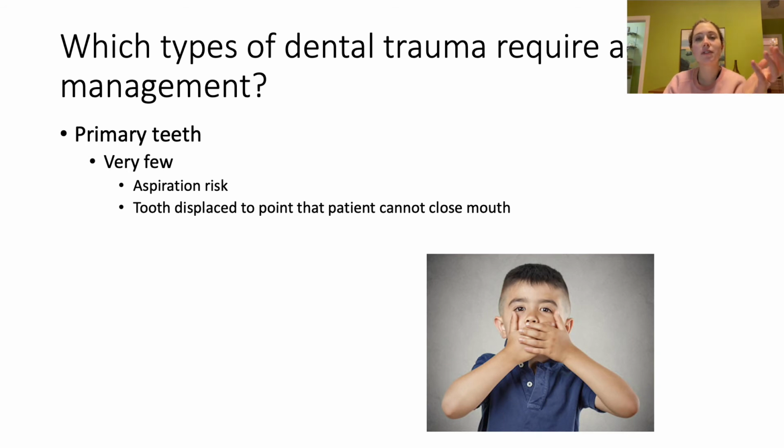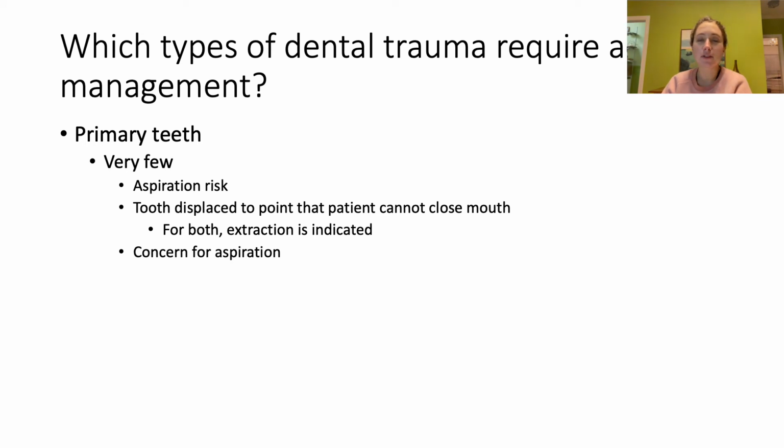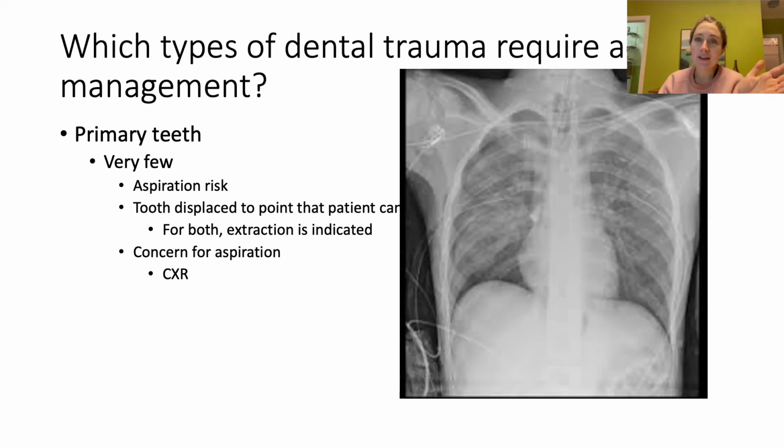Also, if the tooth is displaced to a point that the patient can't close their mouth anymore, that's going to require acute management. And for both, extraction is typically what we'll do. And if there's concern that the tooth was already aspirated, for that you want to take a chest x-ray. You can see in this little chest x-ray here, there's a little tooth right there.